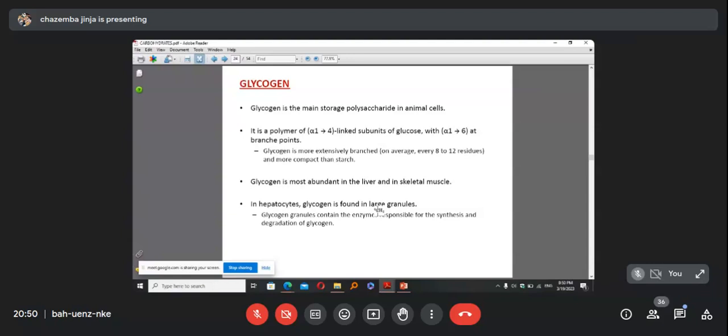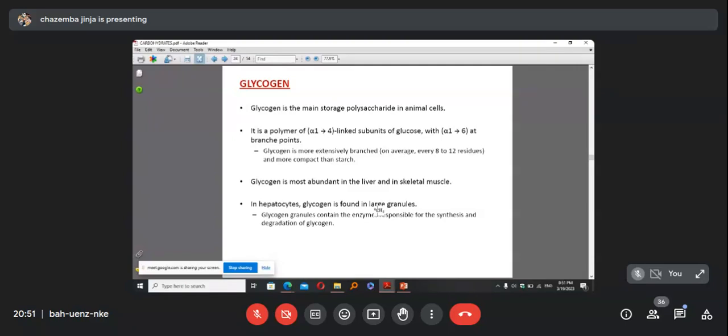Remember, in amylopectin, the branching was taking place every 24 to 30 residues. But for glycogen, the branching is taking place every 8 to 12 residues. Therefore, glycogen is more compact as compared to starch. Glycogen is abundant in the liver and in skeletal muscle. So when there is need for formation of energy, or maybe when the body is running low on carbohydrates, the glycogen is mobilized in the liver or in the skeletal muscles, turned back to glucose and used to form energy.